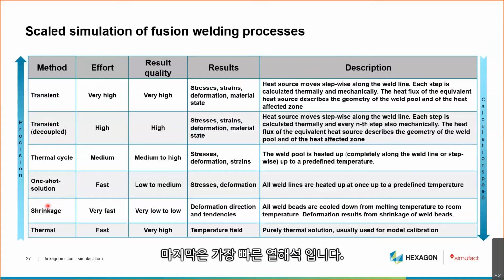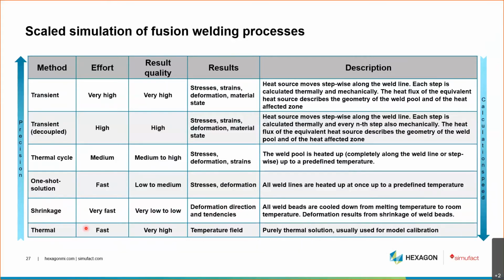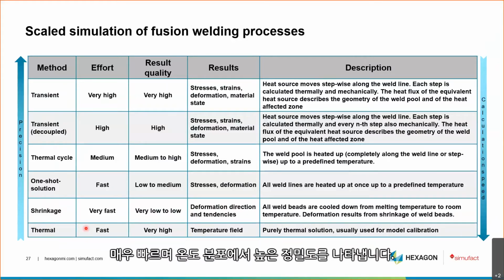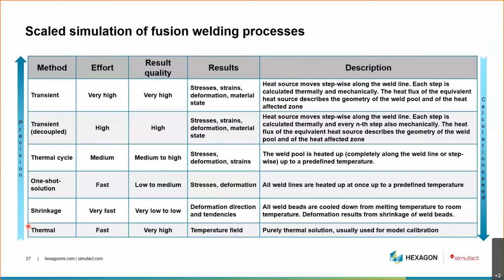At the last point, we have the fast thermal simulation. This is basically used to calibrate the heat source to see the temperature fields, maybe identify some hotspots, overheating or underheating, which is basically very fast and has also, in terms of temperature fields, a very high precision. It can also be used to investigate the cooling behavior to see what happens with, for instance, metallurgical phase transformations.